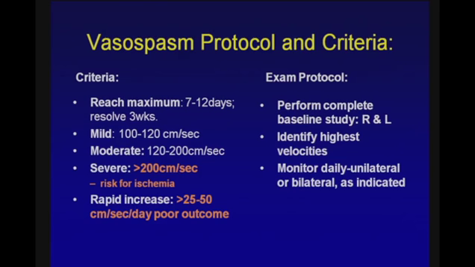What should the protocol include? There's mild increase in your velocities, and as the vasospasm increases, this becomes moderate and then severe. If the peak systolic velocities rise to over 200 centimeters per second, there's a high risk for ischemia. A rapid change within a day or so of more than 50 centimeters per second also bodes for a poor outcome. One should perform both the right and left middle cerebral arteries daily, identifying the highest velocities and compare day to day.